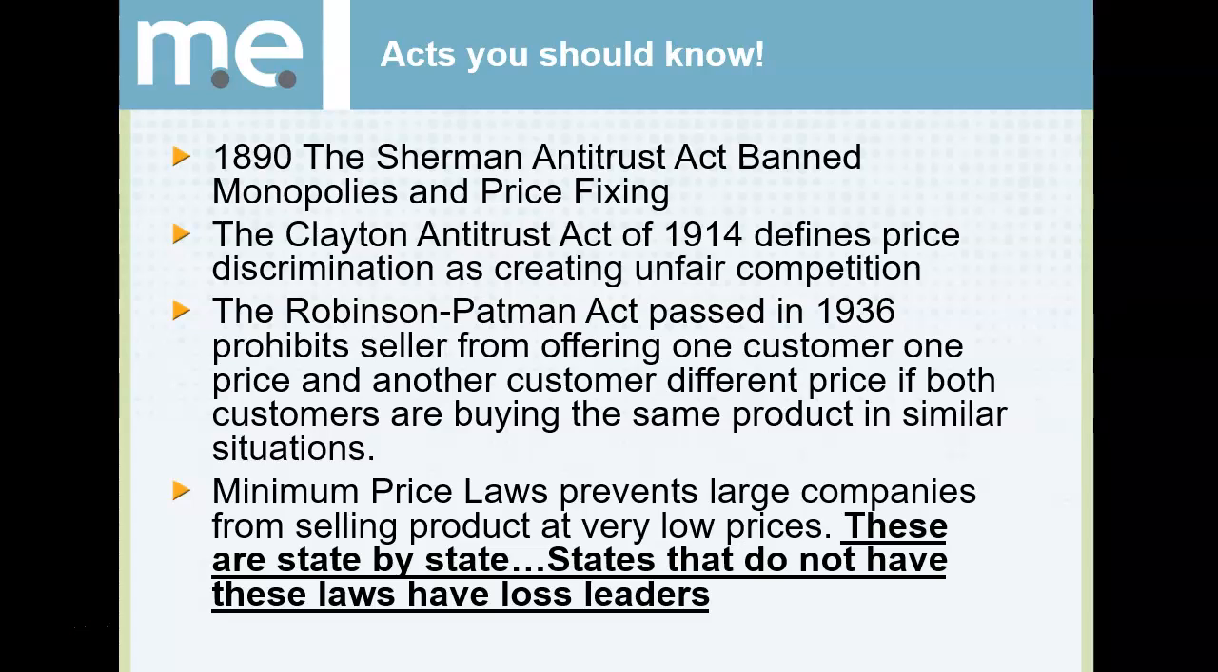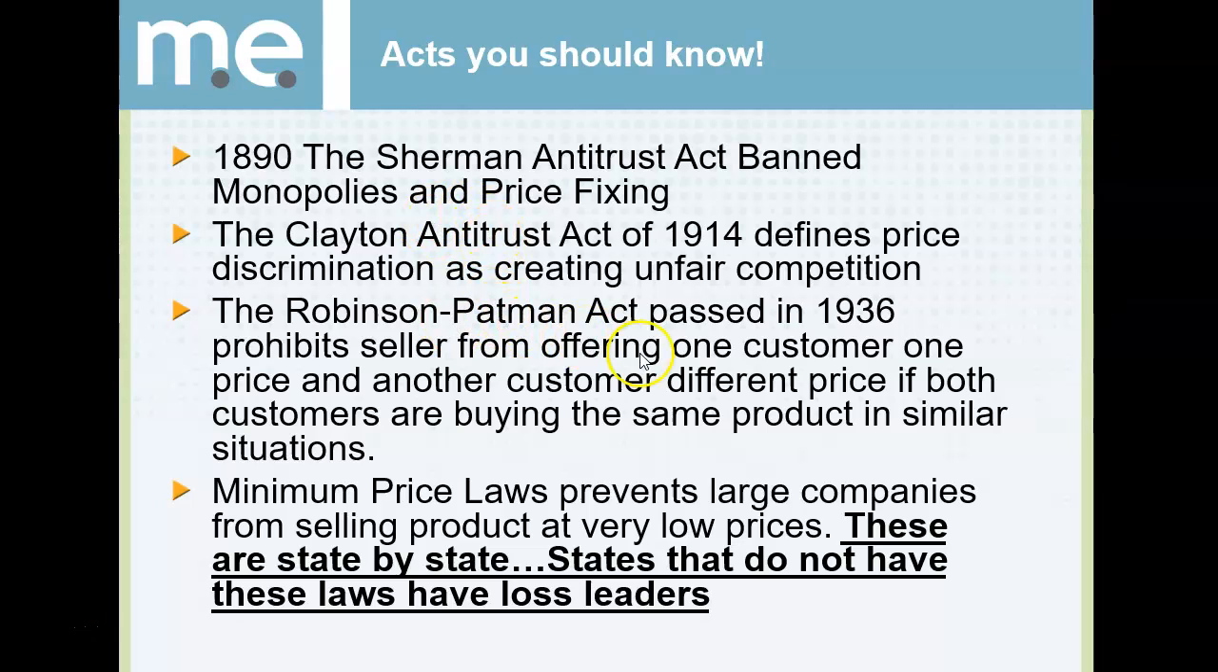So, acts that you should know. In 1890, the Sherman Act banned monopolies and price fixing. The Clayton Antitrust Act of 1914 defined price discrimination as creating unfair competition. So that is not allowing companies to compete.